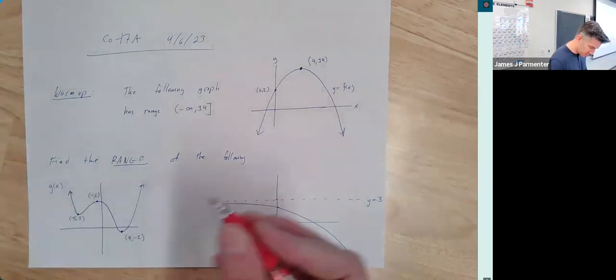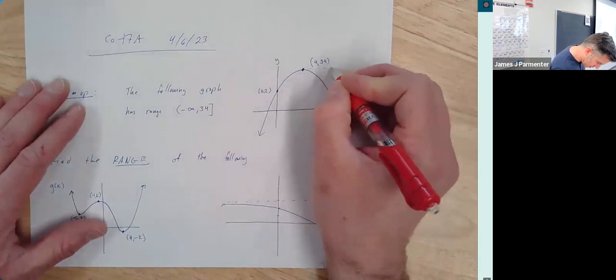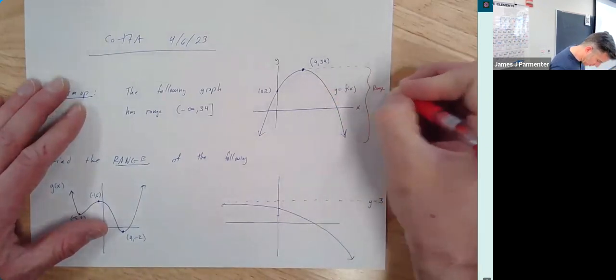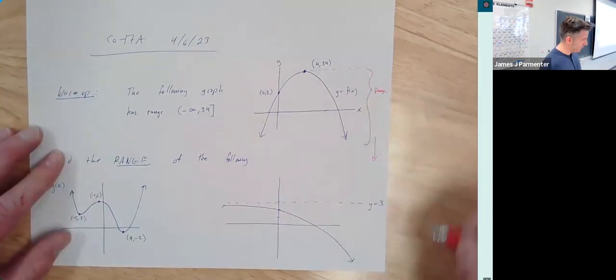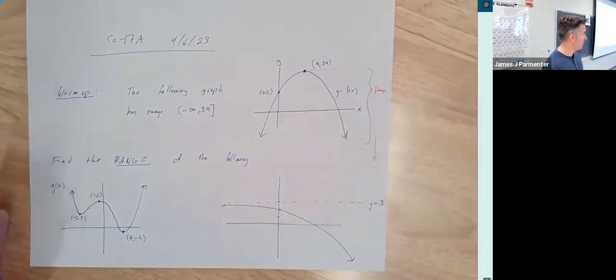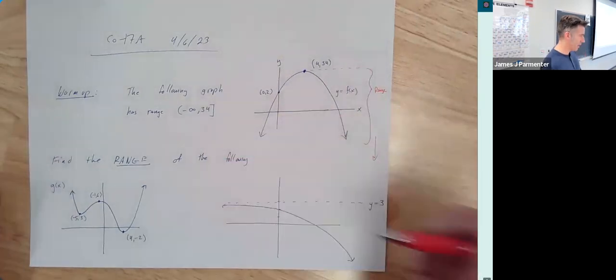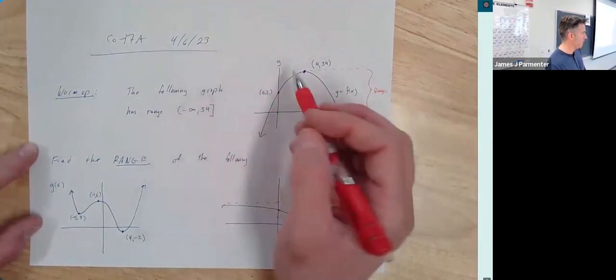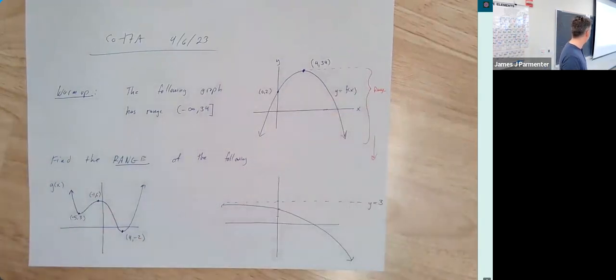So when I look at the range, I'm thinking, okay, essentially, what y values am I getting? Well, I'm going all the way down to negative infinity and as high as positive 34 for this first example that I already wrote the range for. And I do actually get positive 34 in my range because that function hits the value of 34.